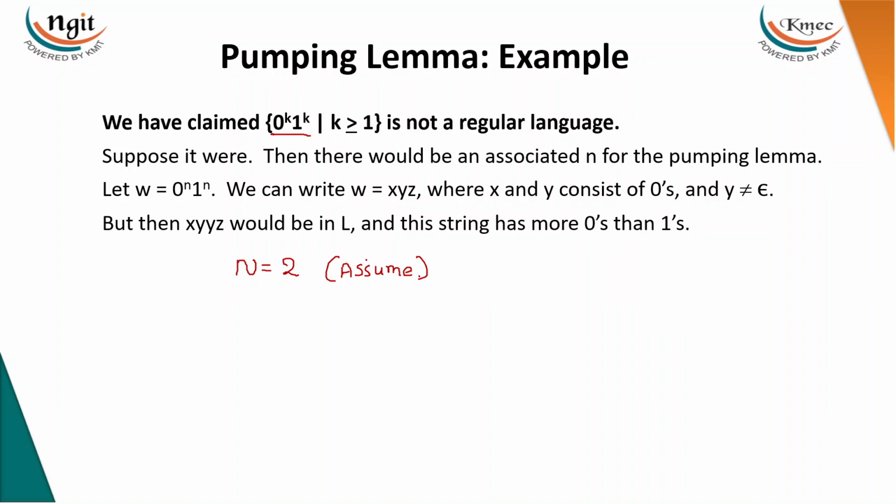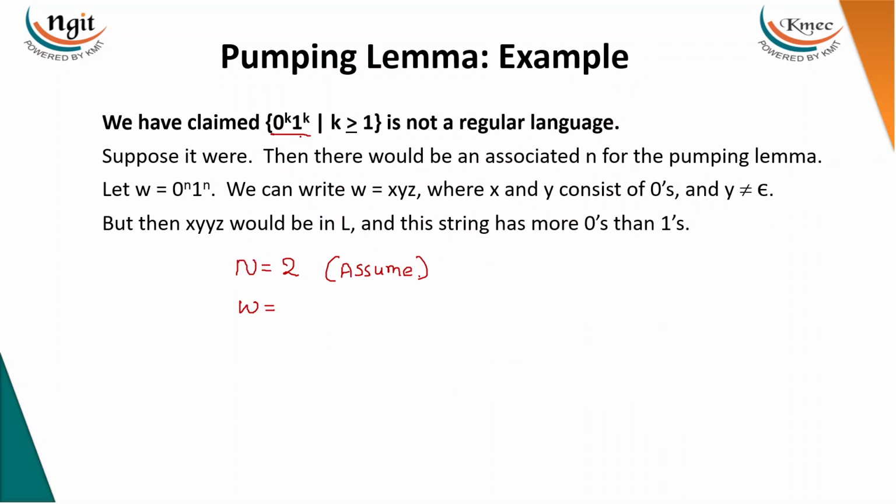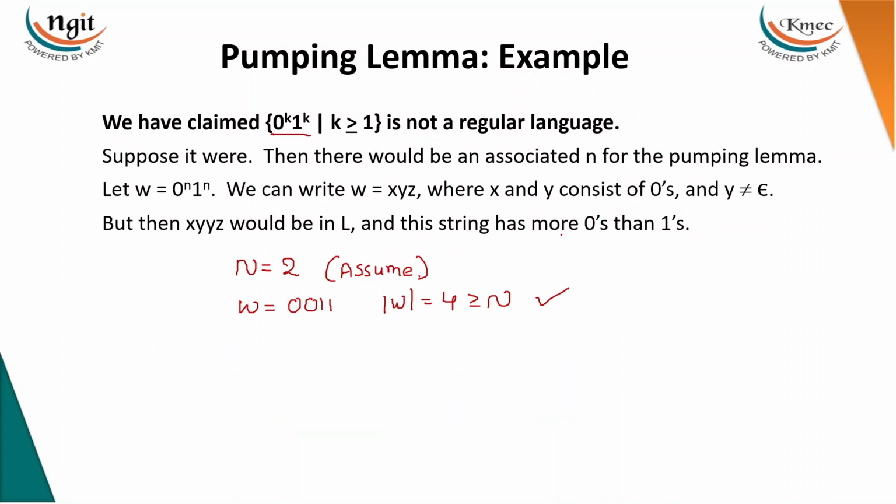Okay, you assume. And you have to take the string, like any string, which is greater than or equivalent to 2. That's what the condition is, right? The second condition. So any number of zeros followed by equal number of ones, I'll take 0, 0, 1, 1. The length of the string is 4 and it is greater than or equivalent to n, satisfying, yes. Okay, then we have to divide the string into x, y, z. So that's your wish how you have to divide it.